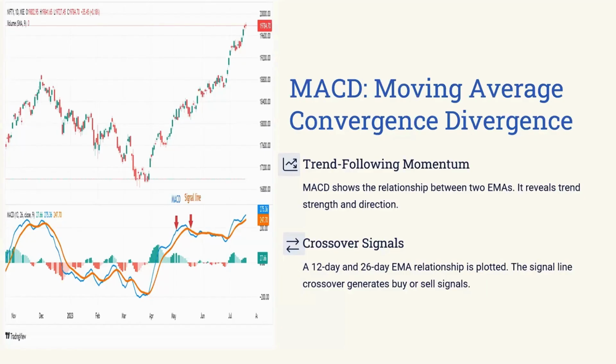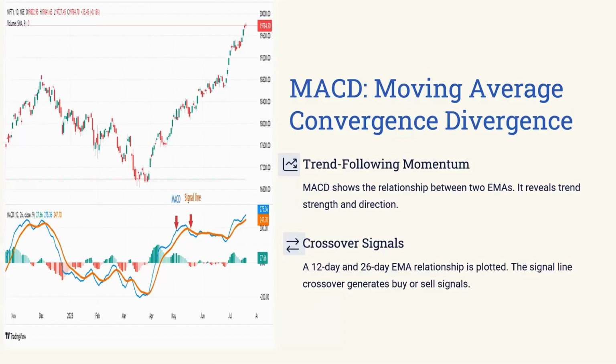Second is crossover signals. Signal line crossover: a 9 period EMA of the MACD line, from the 12 and 26 period EMA relation, is plotted. When the MACD line crosses above its signal line, it suggests a potential upward movement shift and is often interpreted as a buy signal. Conversely, when the MACD line crosses below its signal line, it indicates a potential downward movement shift, and it's often interpreted as a sell signal, which is used mostly by traders.